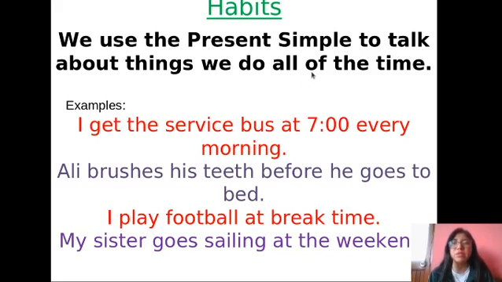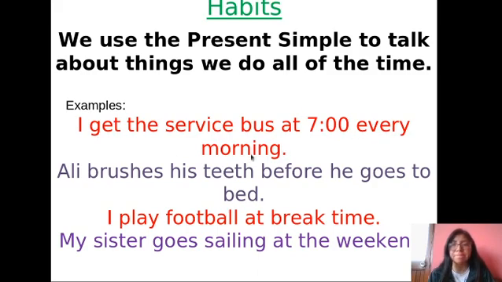Okay, the first use is to speak about your habits. Vamos a utilizar para hablar de hábitos, okay? So we use it to talk about things we do all of the time, okay? That is habits. Estos son los hábitos. For example, I get the school bus at 7 o'clock every morning, okay? That is a habit. Esto es un hábito. Yo tomo el bus a las 7 de cada mañana, okay?